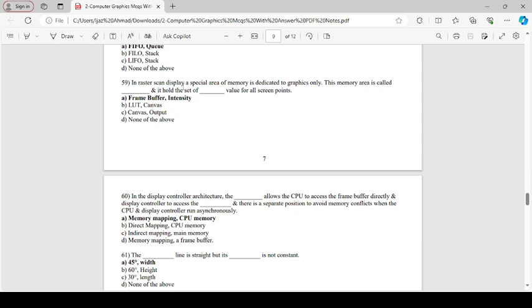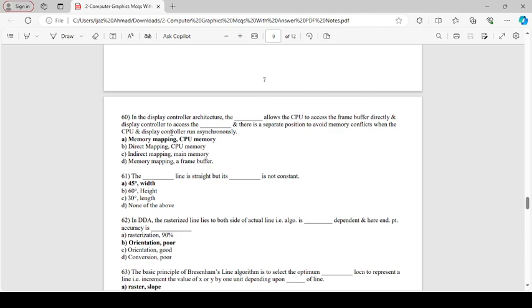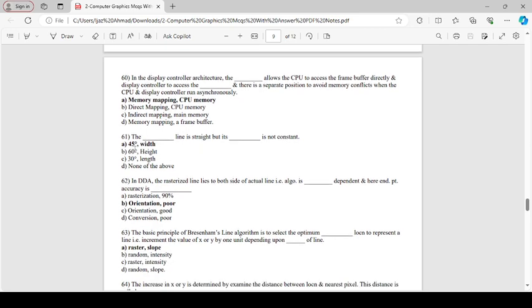In a raster display, a special area of memory is dedicated to graphics only. This memory area is called the frame buffer and holds the intensity values of all points. In a display controller architecture, the memory mapping allows the CPU to access the frame buffer directly and display control to access the CPU memory.